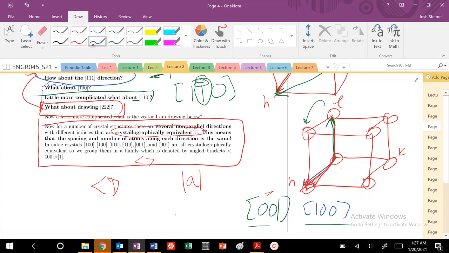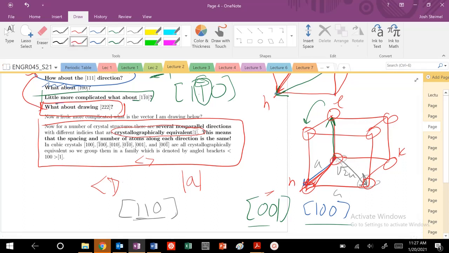Now, what is this direction? So let's go ahead and write that out. We won't even have to do the math this time. So this is the 1, 1, 0 direction. Is this crystallographically equivalent? No. Why? Because the magnitude is not the same. It passes through the same number of atoms, but the distance between these atoms is not the same. If this is a and this is a, you're going to see in a second, this is root 2, et cetera. So the magnitudes are not the same.